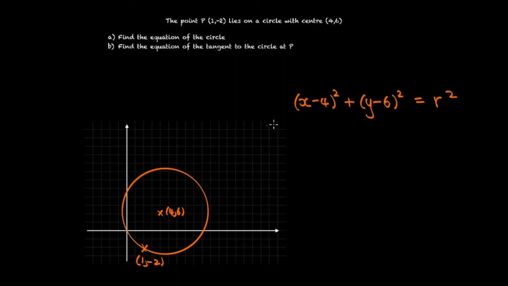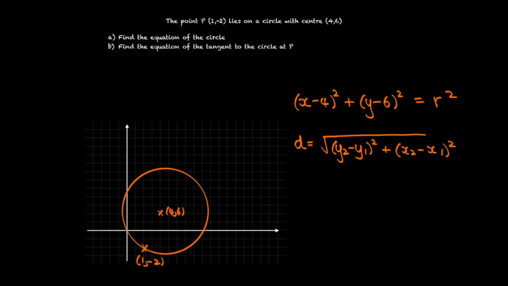And the formula for the distance between 2 points is given by the square root of (y2 minus y1) squared plus (x2 minus x1) squared. So let's suppose that the coordinates of the centre are x2 and y2, and the coordinates of this point on the circumference are x1, y1.